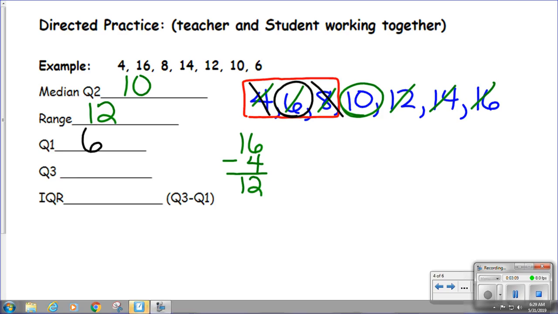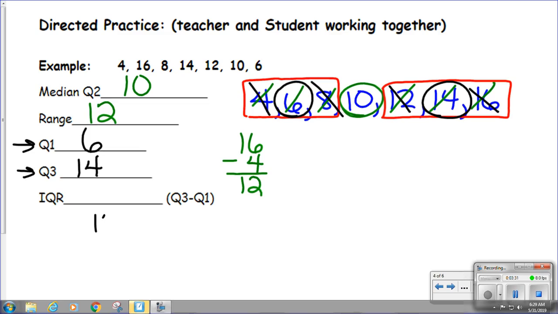I'm going to place a box around all of the numbers to the right of the median, and I'm going to start finding the median of those numbers. And I find 14. That is quartile 3. To find the IQR, I'm going to subtract Q1's value, which is 6, from Q3's value, which is 14. 14 minus 6 is 8. The IQR in this example is 8.